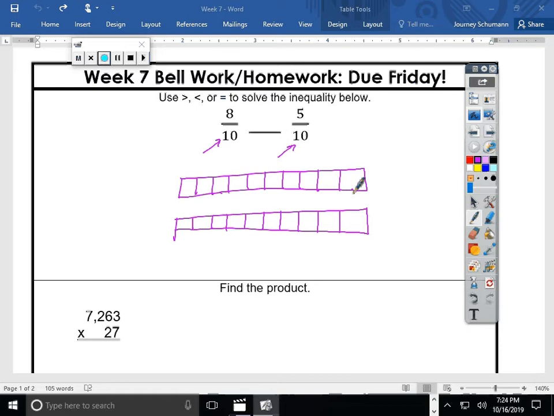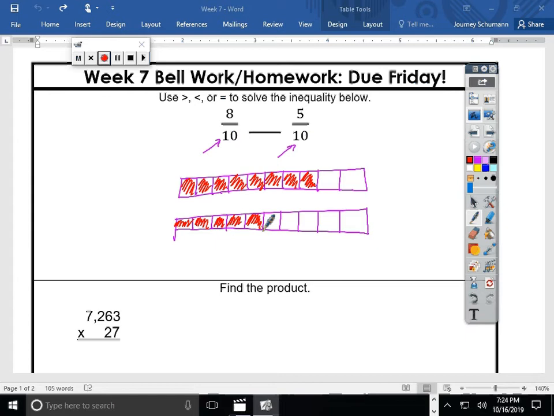Next, that represents my denominator, but I notice that the numerator says I have different amounts. So in the numerator, I have 8 shaded pieces. Maybe I have 8 tiny little pieces of my candy bar left. So I'm going to shade in 8 parts to show that. 8 parts of the whole. For the second fraction, I have 5 tenths, or I only have 5 of the total 10 parts.